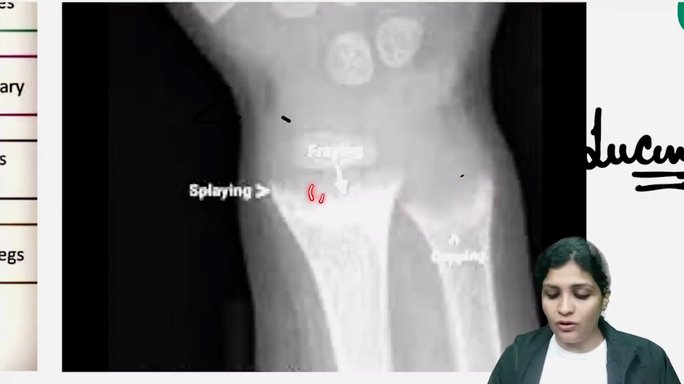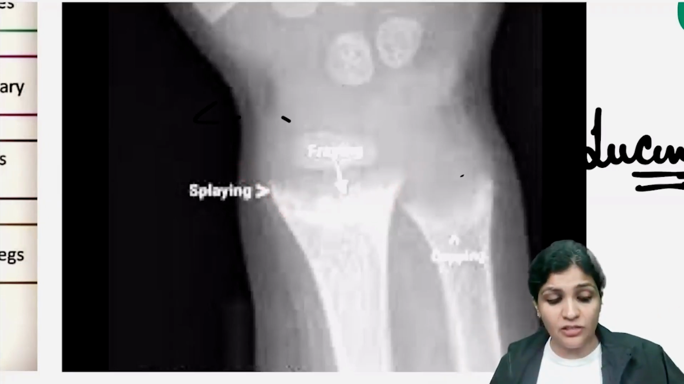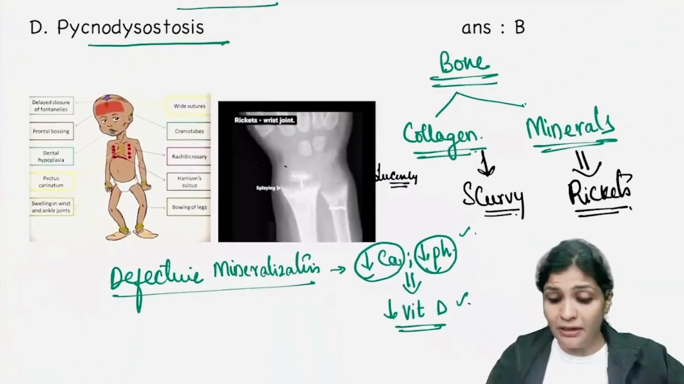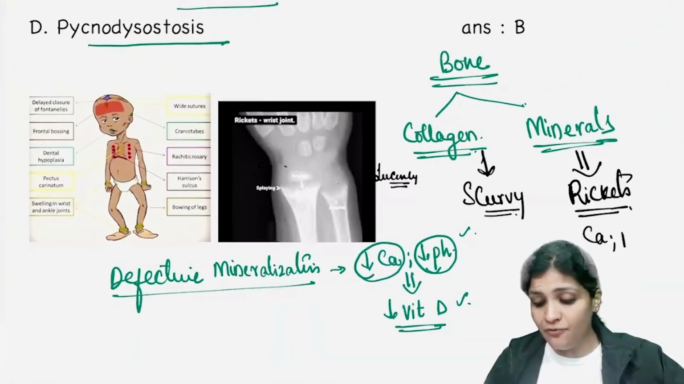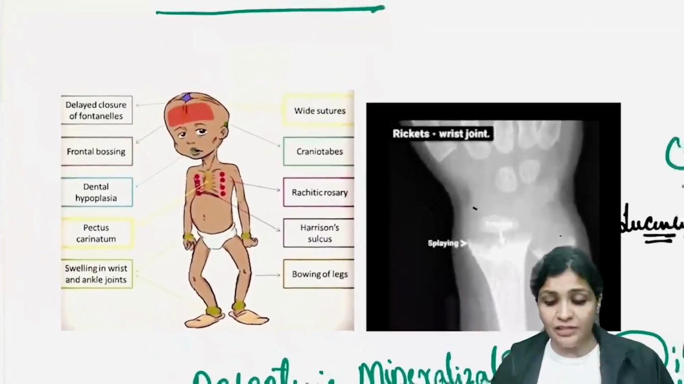Again, fraying is this type of appearance. And splaying is when they go beyond the structure. So these are the things which we see in case of rickets. Why? Because minerals are nothing but your calcium and phosphorus. And because of this, there are various other things which you have to remember.